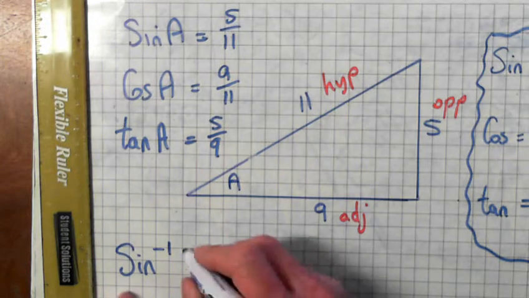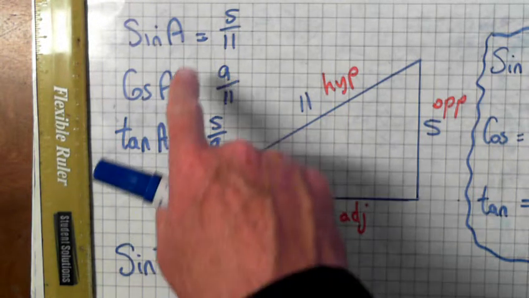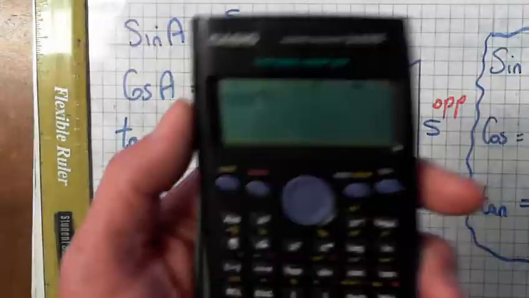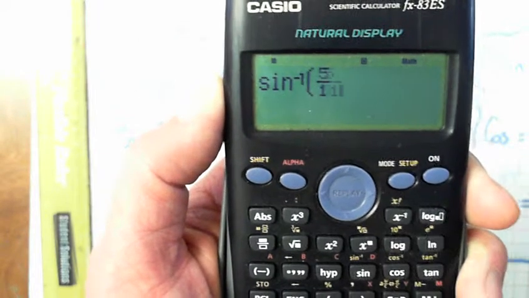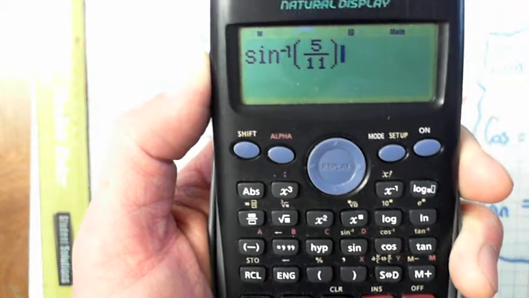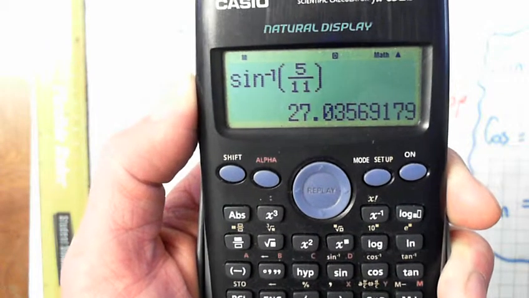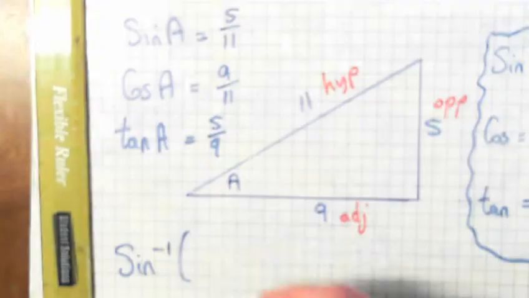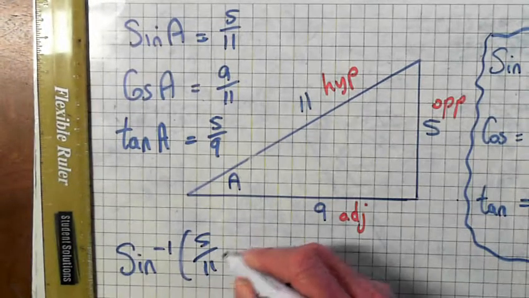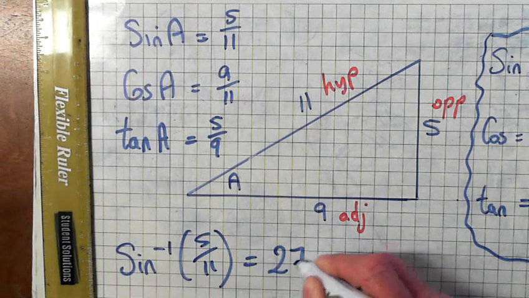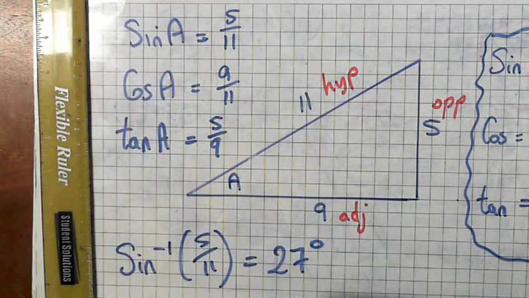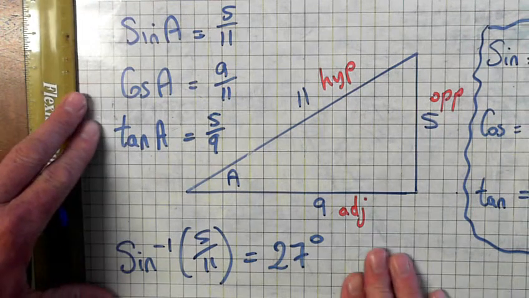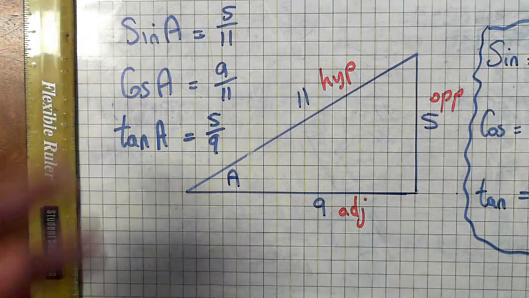Sine minus 1. And what do we key in? 5 over 11. So hit the fraction button and you key in 5 over 11. Bracket, equals 27.03. 27 degrees. So we use sine. Can we use cos to do it? Yes. Right.